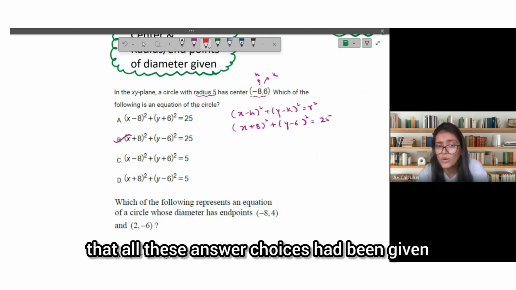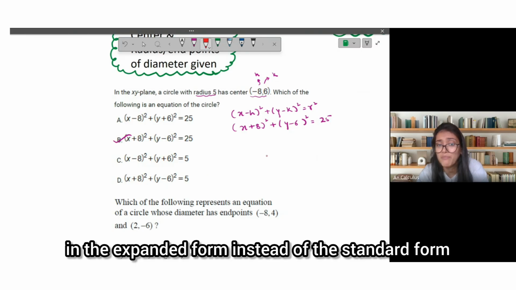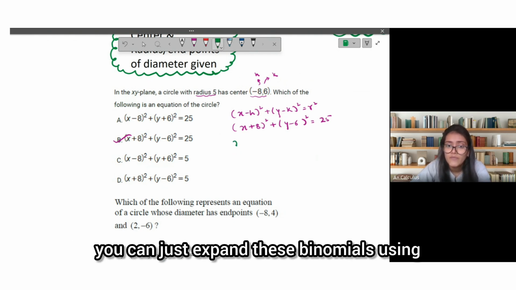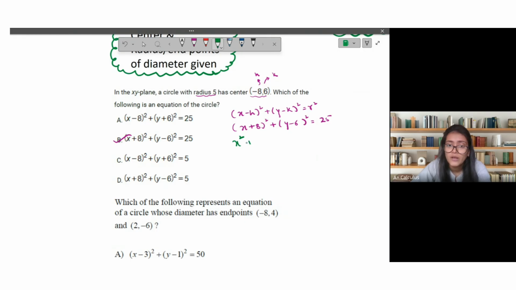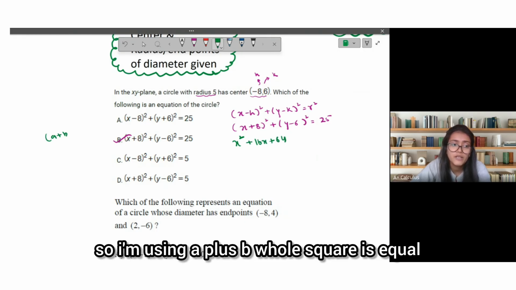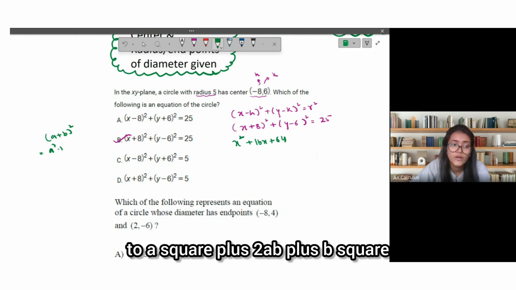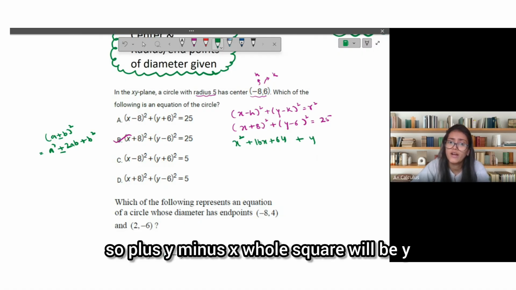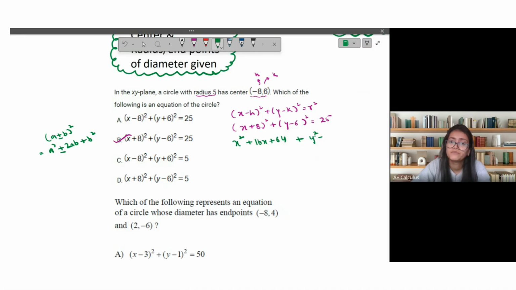Now, let's suppose that all these answer choices had been given in the expanded form instead of the standard form. Then, in order to find out the equation in the expanded form, you can just expand these binomials using (a + b) whole square is equal to a square plus 2ab plus b square. So x square plus 16x plus 64. And if there is a minus, this term is minus. So plus (y - 6) whole square will be y square minus 12y plus 36 equals 25.